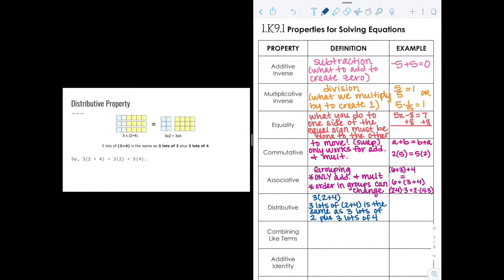Okay, that picture on the left there shows 3 rows that have 2 and 4. And then on the other side, it shows a rectangle of 3 times 2, and then another rectangle of 3 times 4, and just shows that those are the same thing but split up. Okay, so that's basically what you're doing when you're doing the distributive property.